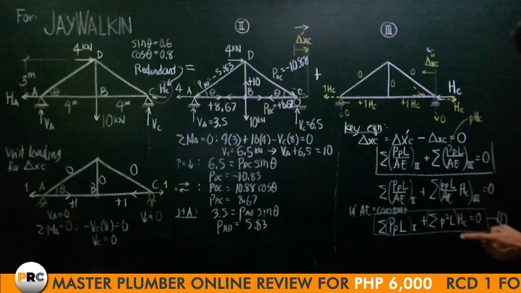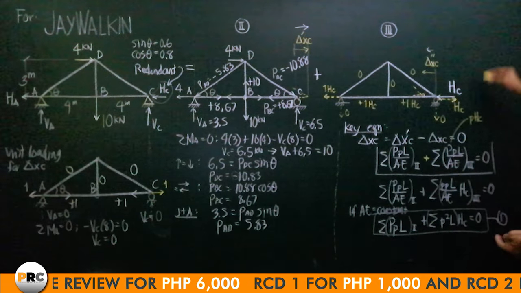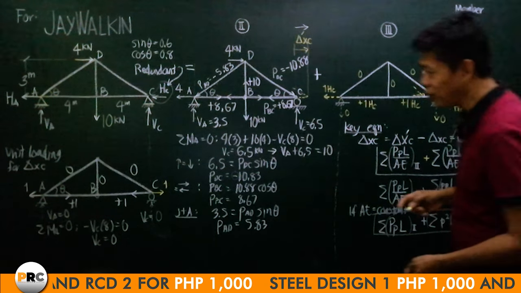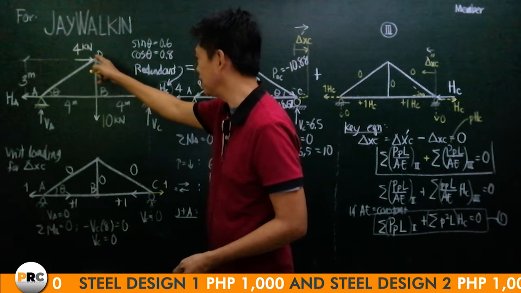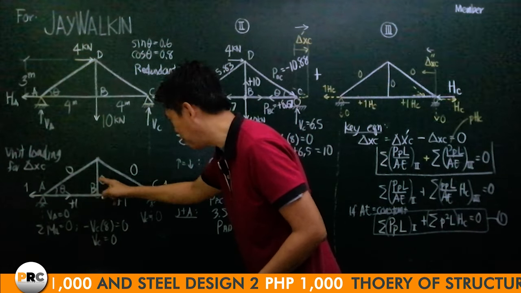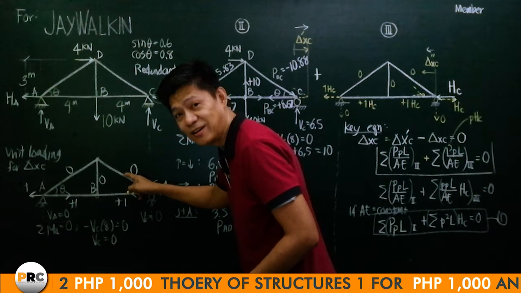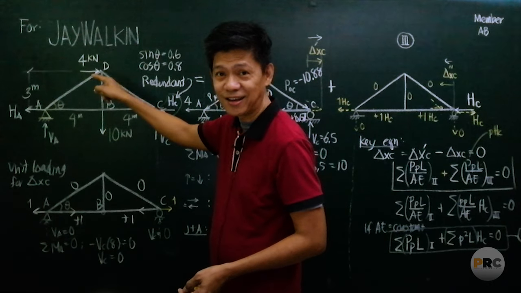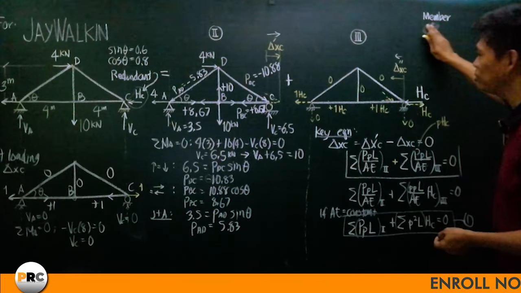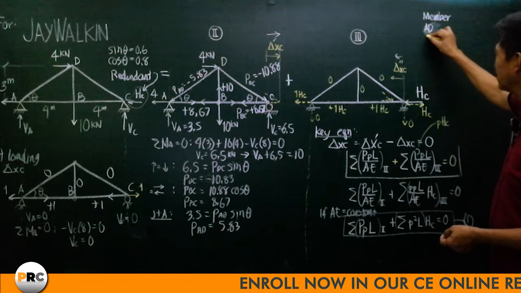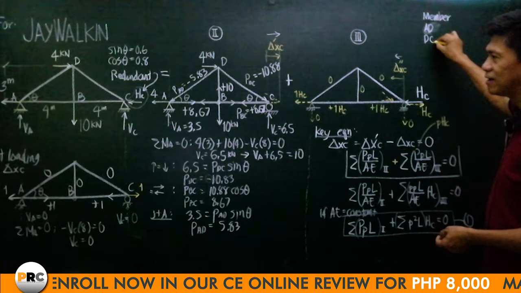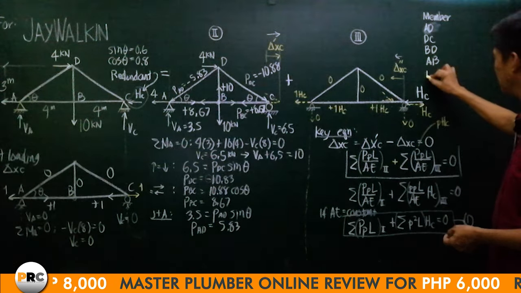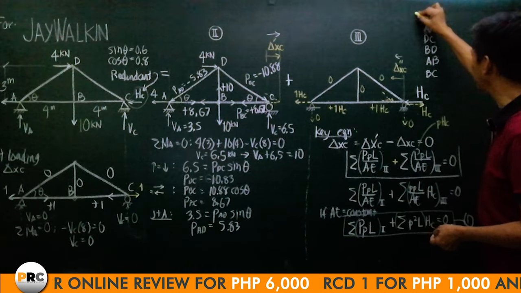So, let me do the tabulated computation. Okay? So, this is your member. I will no longer include AD, DC, and BD because they will have a value of 0, 0, 0. Right? Correct. Okay? Why? Look here. If I include them here, AD, then DC, then BD, then the horizontal AB and BC. So this would be the member or the elements.